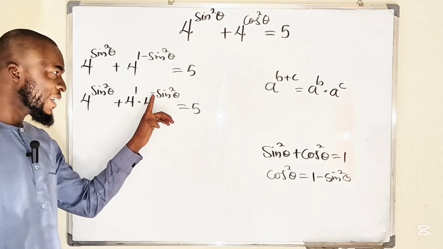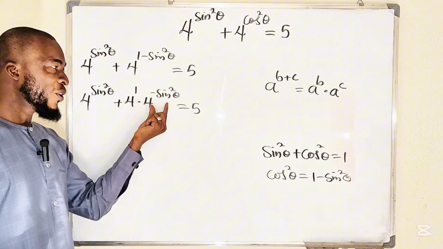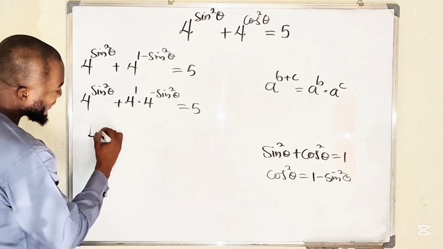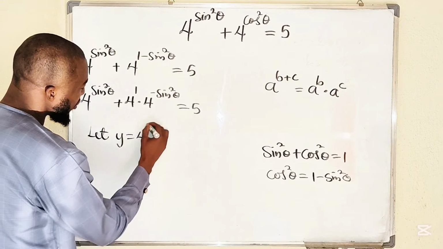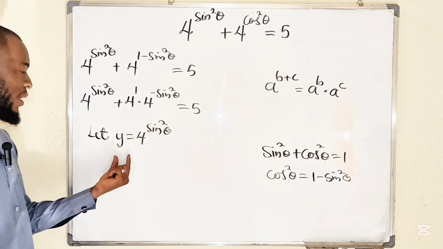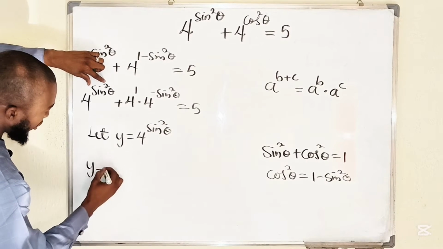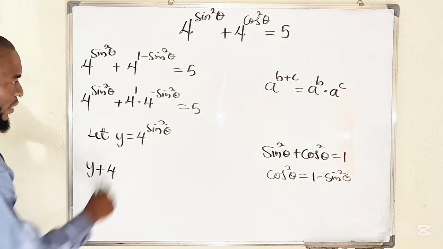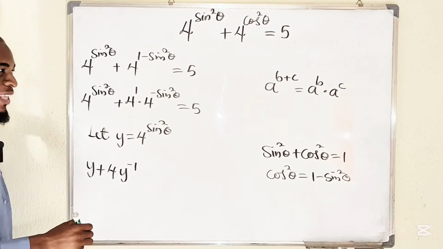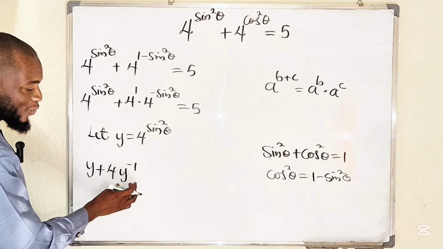And remember, since this is negative, we can write it as 1 over the whole of this. And if we like, we can leave it like this. Let's perform a substitution. Let y be equal to 4 raised to the power of sine squared theta. So wherever we have 4 raised to the power of sine squared theta, we're going to replace it with y. So we have y here, plus 4 raised to the power of 1 is 4. Then the whole of this will give us y to the negative 1, because you can see we have a negative sign here.